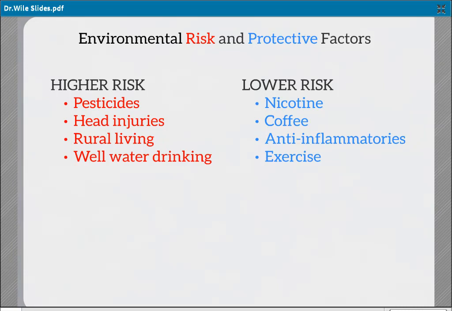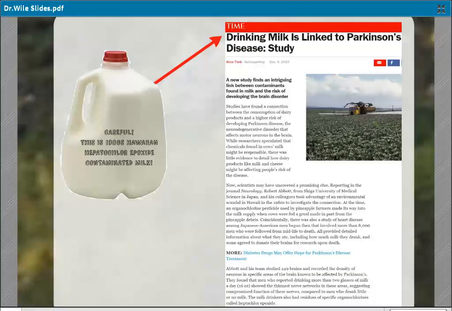Anti-inflammatories and exercise also lower risk. This information goes back to the stresses that you put on your system, so these are things that you have some control over. There are also things that you have no control over, like where you're born and where you're raised. So some of these are what we would call modifiable, and some are non-modifiable risk factors or protective factors.